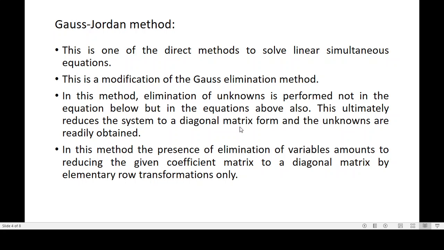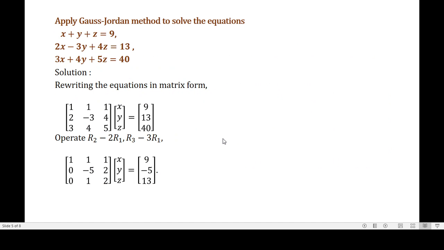Okay. Now, let us solve one problem using this method. This is very simple. Now, consider the system of equations. Apply the Gauss Jordan method to solve the equations x plus y plus z is equal to 9, 2x minus 3y plus 4z is equal to 13, 3x plus 4y plus 5z is equal to 40. So, we have three equations in three variables x, y, z.